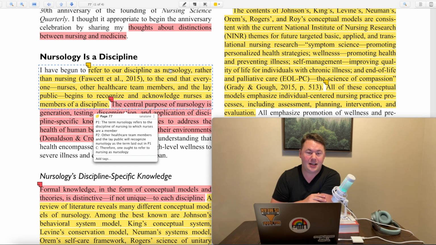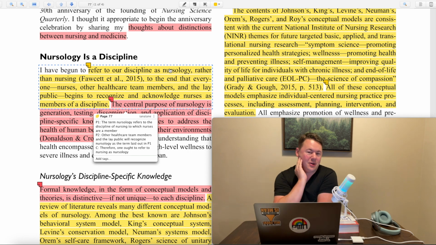I'm going to put this in a syllogism. Remember, a syllogism is a series of logical statements such that if the premises are true, the conclusion must be true if it follows. So, premise 1: the term nursology refers to the discipline of nursing to which nurses are a member. We're following so far. That's the claim she's trying to make in the first part. Premise 2: other healthcare team members and the lay public will recognize nursology as the term laid out in premise 1. Conclusion: therefore, one ought to refer to nursing as nursology.